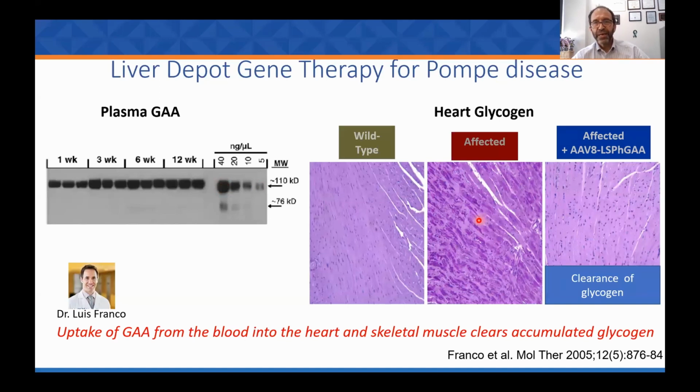And then when we treated our mice, you could see a Pompe disease mouse heart in the middle with high amounts of purple-stained glycogen. And then on the right, that is cleared from the mouse treated with gene therapy at 12 weeks. And it looks very much like the wild type or normal mouse heart.